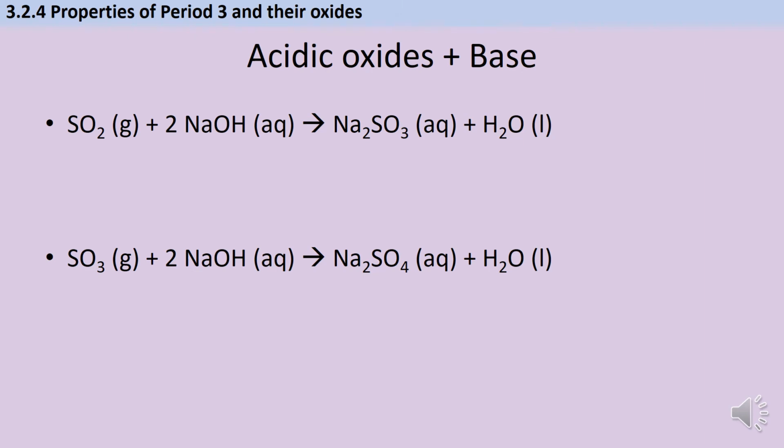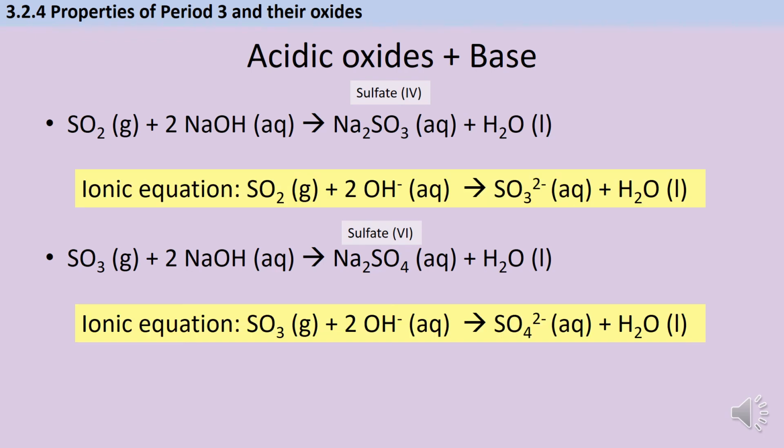Sulfur dioxide forms sodium sulfite, or to give it its proper IUPAC name, because AQA will, sodium sulfate(IV), where the Roman numeral 4 represents the oxidation state of sulfur in the SO3 2- ion. And then sulfur trioxide forms sodium sulfate or sodium sulfate(VI). Again, we can also write ionic equations for each of these in which we skip the sodium spectator ions.